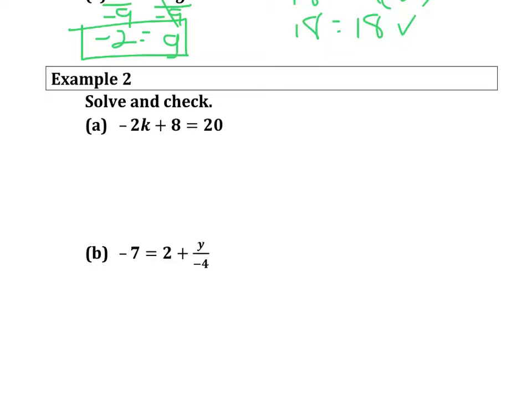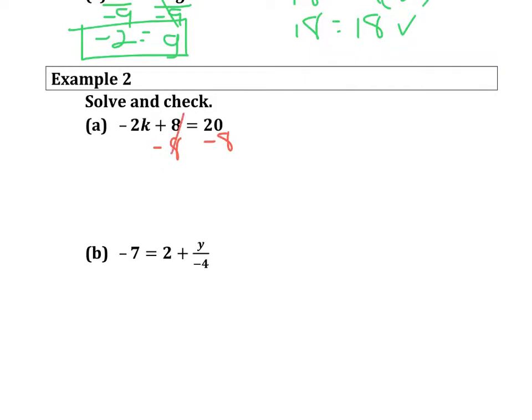Now, when doing this, we always want to do what's not attached to the variable term first. The variable term is negative 2k. It is being increased by 8. So the inverse operation would be to subtract by 8. Whatever we do to one side, we must also do to the other. So we will subtract by 8 on both sides.